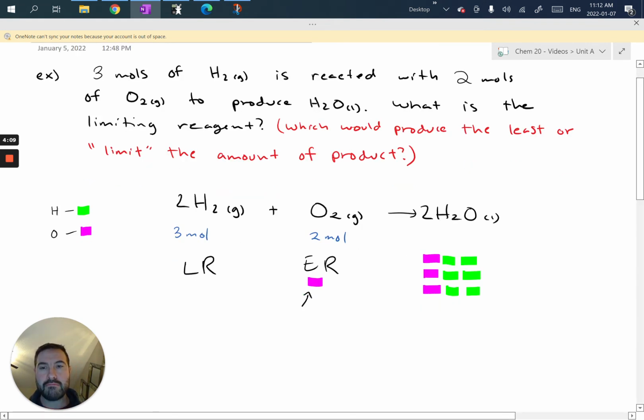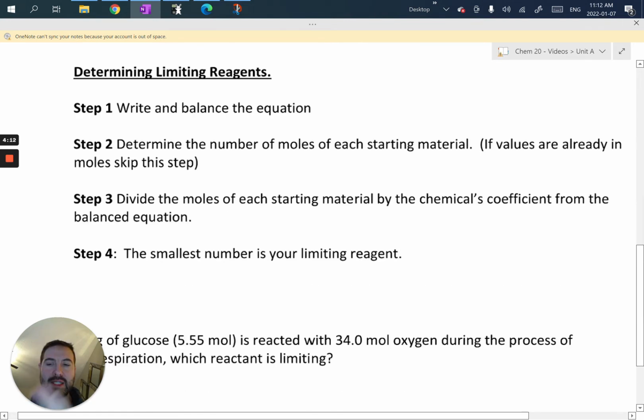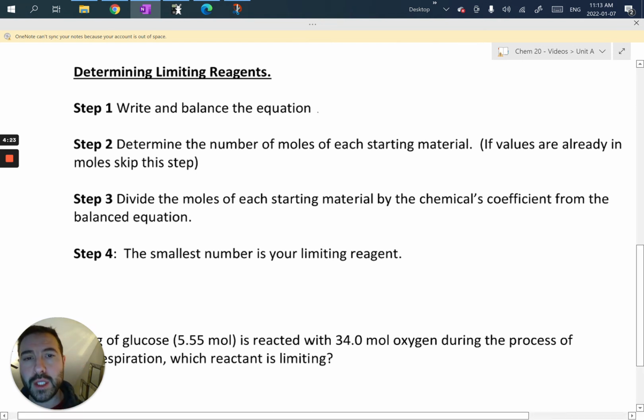Let's look at a mathematical problem and how we would do this. There are a couple of different ways to attack these mathematically. I'm going to give you these steps. These are from your notes package for my Chem 20s. Step 1, you want to write and balance a chemical equation. With any stoichiometry, you need a balanced chemical equation.